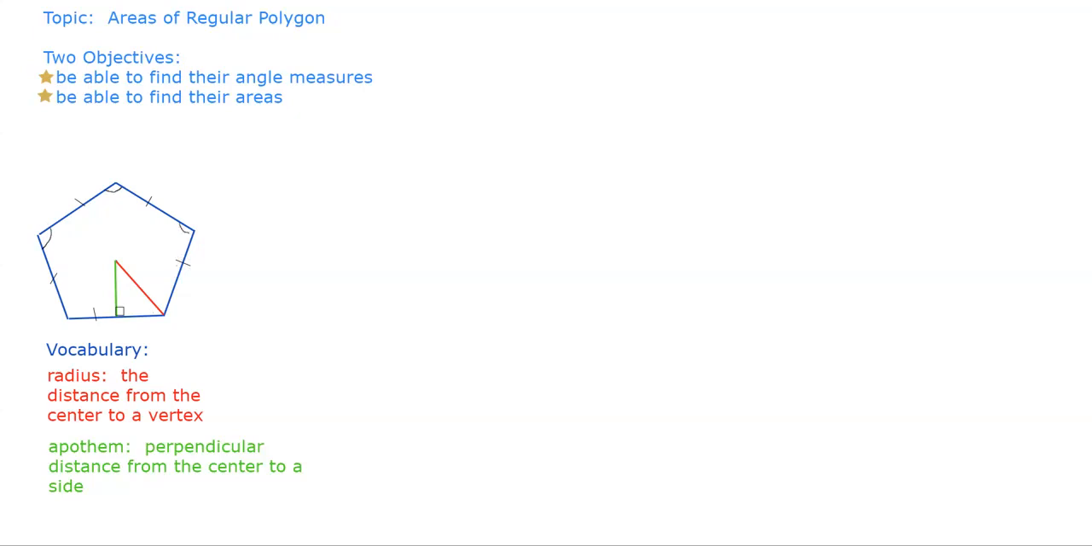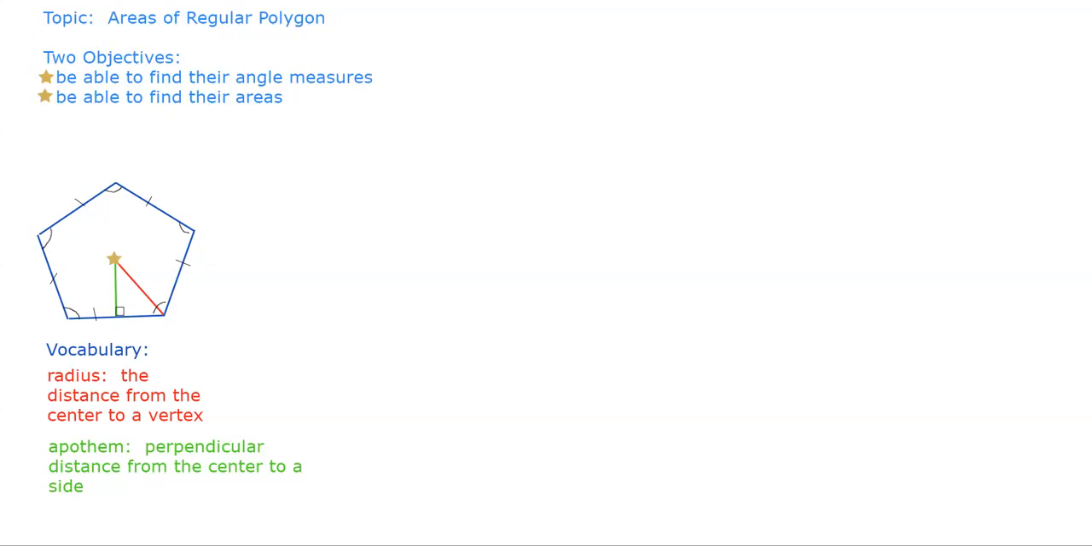So with that information, knowing I'm looking at a regular polygon, I also have to come up with these two other pieces of vocabulary. I have a radius. Normally we talk about a radius with respect to a circle, but polygons have radii also. The radius in a polygon is the distance from the center to the vertex. And of course, the center is the middle of my shape right here.